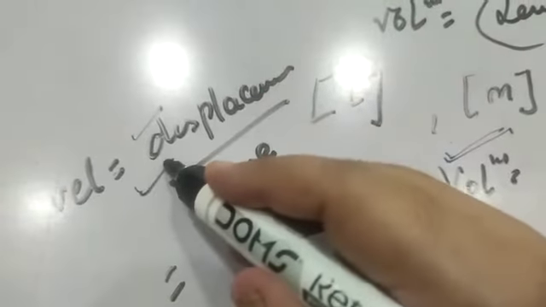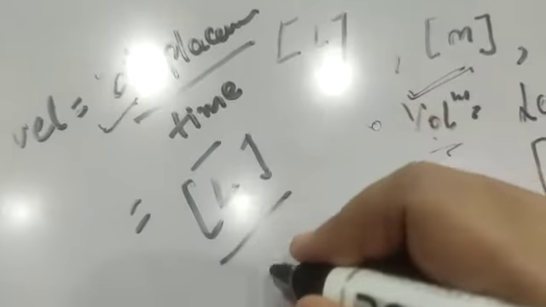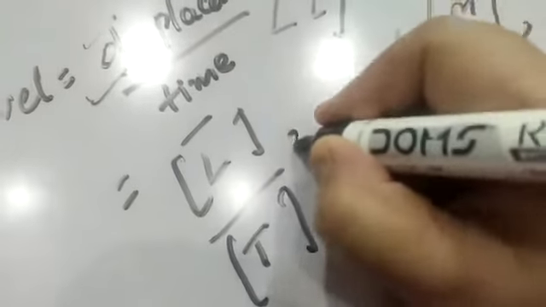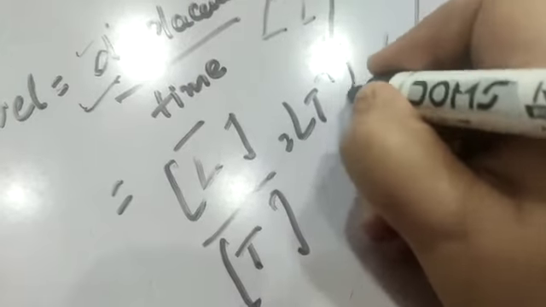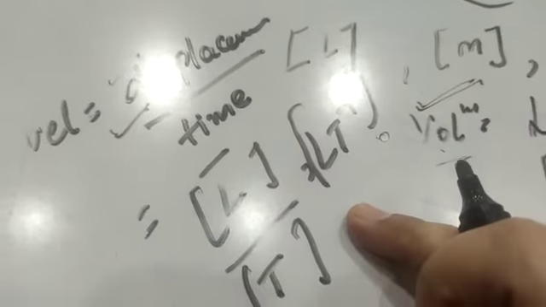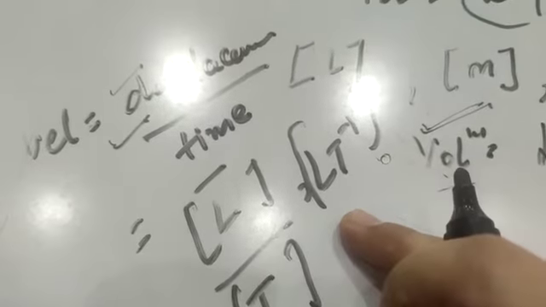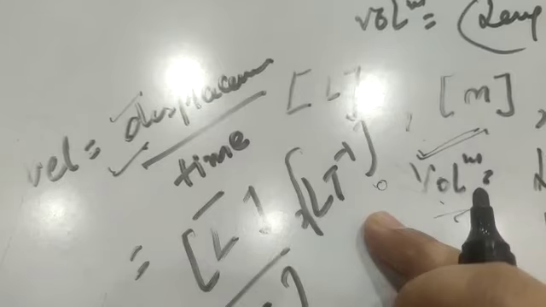Since displacement has the units of distance, which is the unit for measurement of length, and time is measured in T, we can write this as LT minus 1. This factor shows that velocity depends upon length and time. So it contains 1 unit of length and minus 1 unit of time.